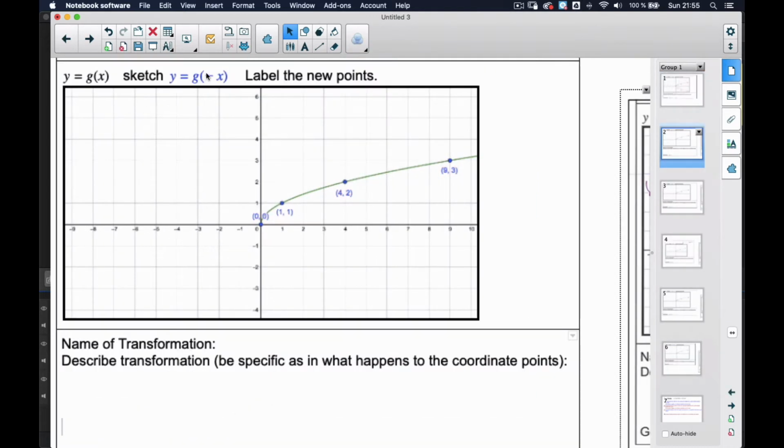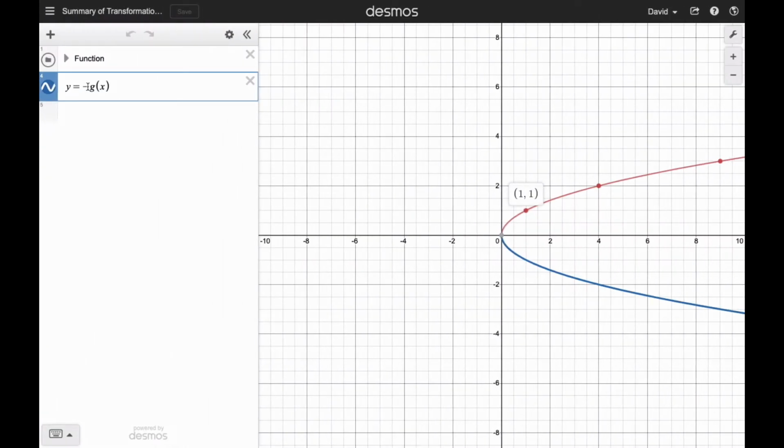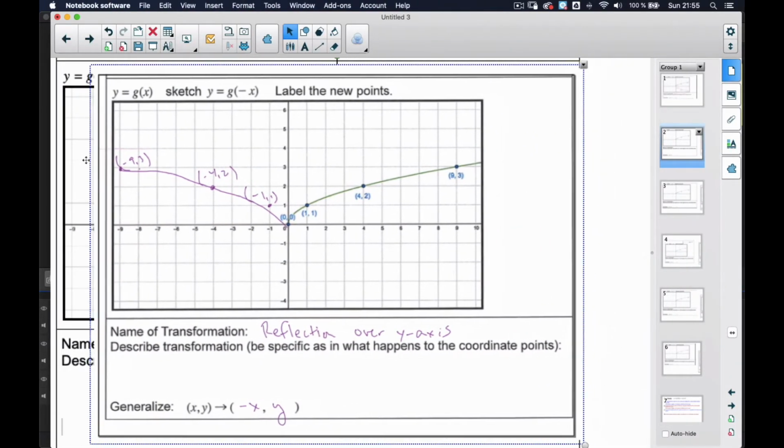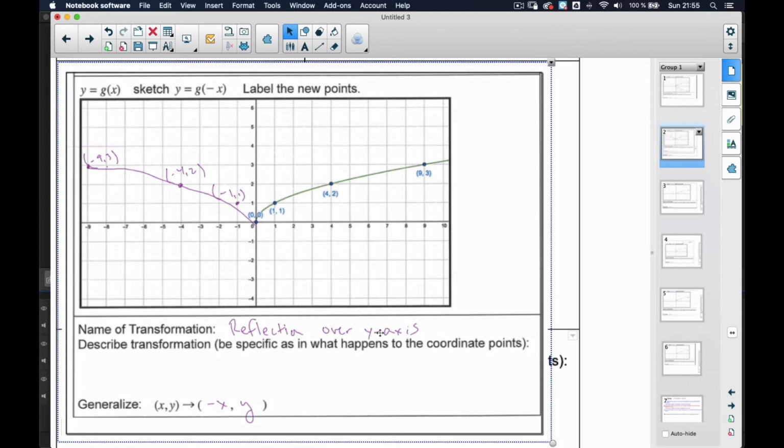Looking at the next one, we're going to take the negative sign now, and we're going to put it on the inside of the function. So when I take this negative and I adapt my function and I put it here, this red graph here, which is green on the other one, has reflected over the y-axis. So the point is negative 1, 1, and then negative 4, 2, and so on and so forth. And so what we can say here is it is a reflection over the y-axis, and the x value is what becomes negative.